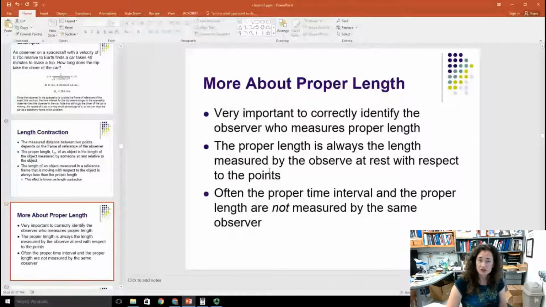The equations themselves are not difficult to manipulate. It's really pretty easy to do, but sometimes figuring out which length is the proper length is kind of tricky, okay? So just remember that the proper length is going to be the length measured by the observer at rest with respect to the object, with respect to the endpoints of the object. Now sometimes the proper time interval and the proper length are not measured by the same observer. This is a little bit confusing, but hopefully it'll help when I work an example later in the lecture.